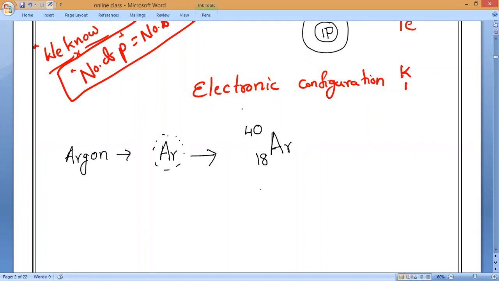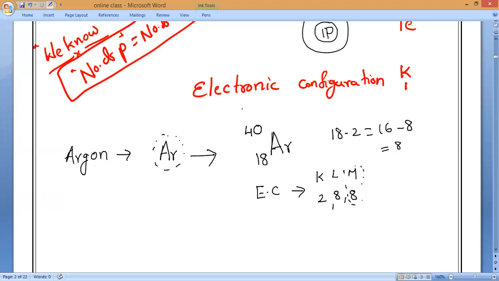Argon 40. So now the electronic configuration. First, K shell, 2 we can fill. 18 minus 2, 16. Next, L shell, 16 minus 8, 8. So L shell also 8. Now M shell, also 8. So that is the electronic configuration of argon. Is it right or wrong?